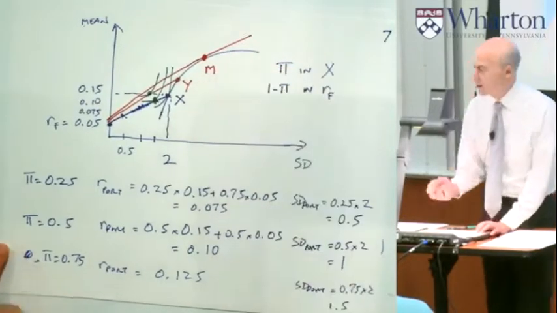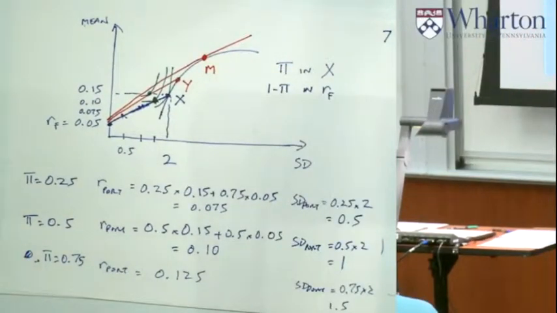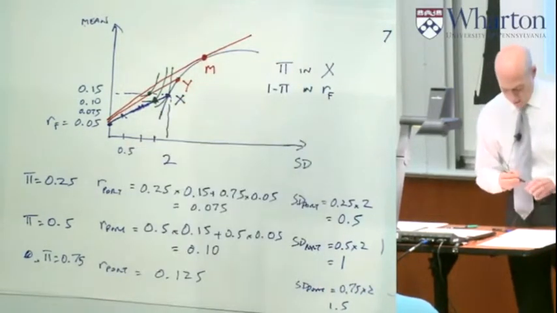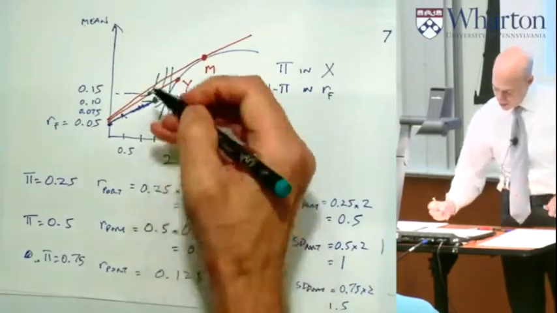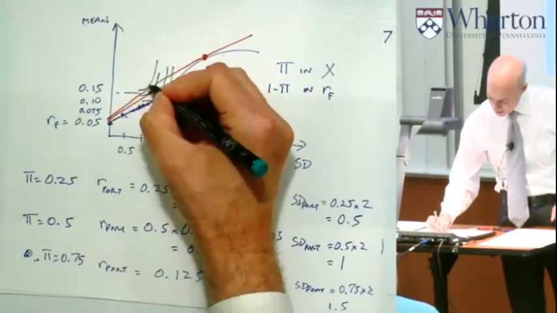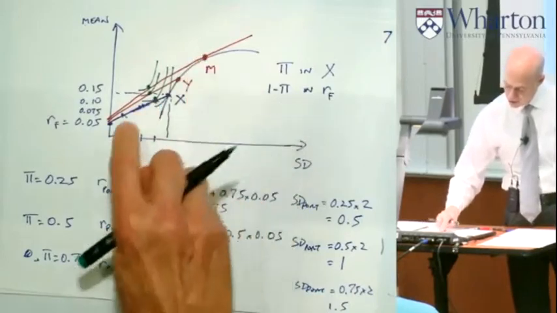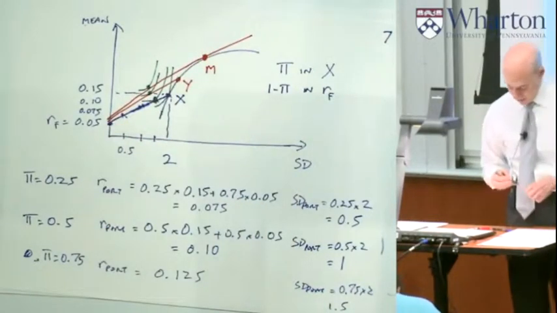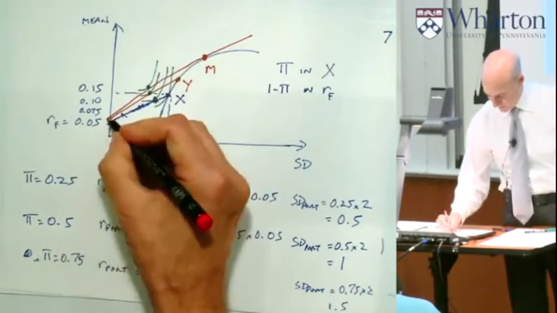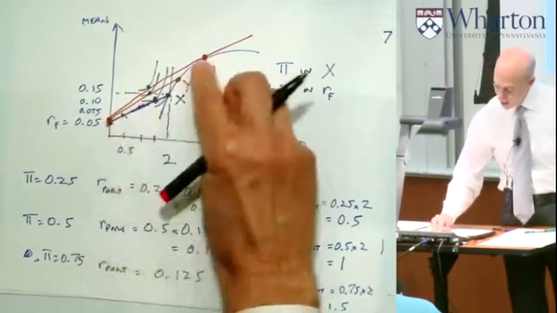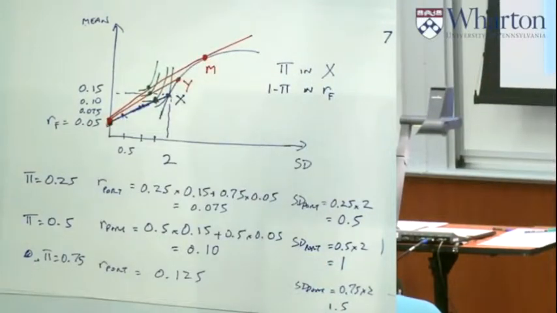If I keep on going, what happens to the line? Comes back down, exactly. So this person is going to be best off by choosing M and the risk-free. They can get anywhere on that line by mixing RF and M in the right proportions. Does everybody see that?